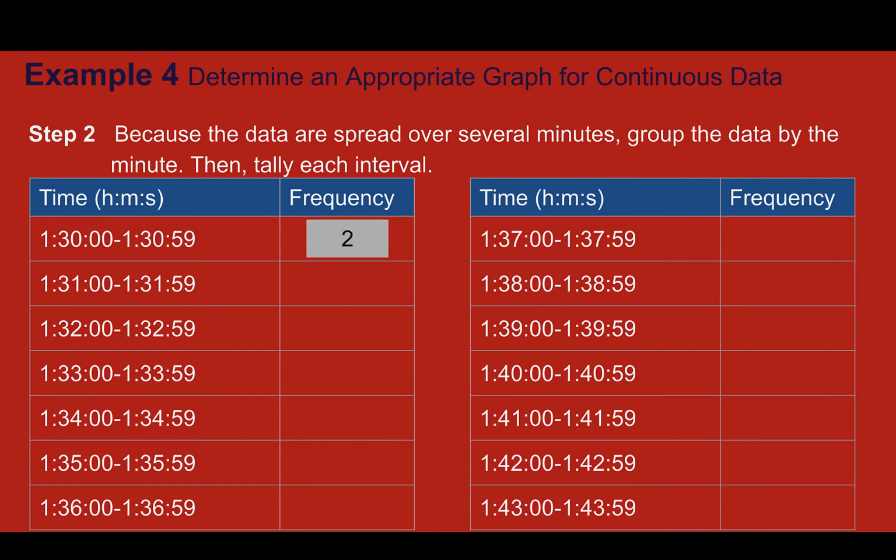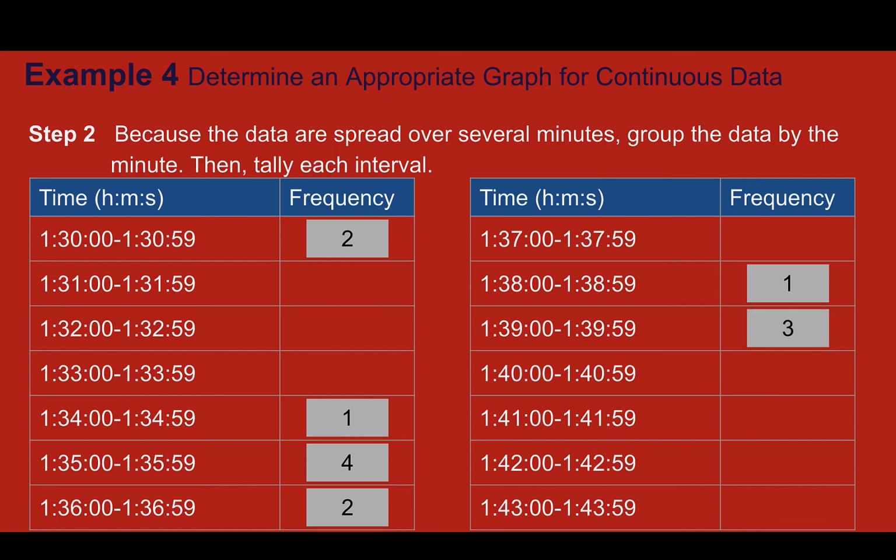So there were 2 times in the 1:30s. Then our next one, there was 1 time in the 1:34s, 4 times in the 1:35s, 2 times that had 1 hour and 36, 1 for 1 hour and 38, 3 in the hour 39s, 1 in the hour 40s, and then our last place of this group was 1 hour and 43.